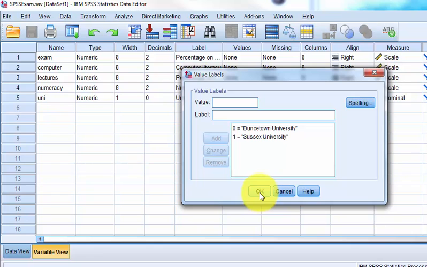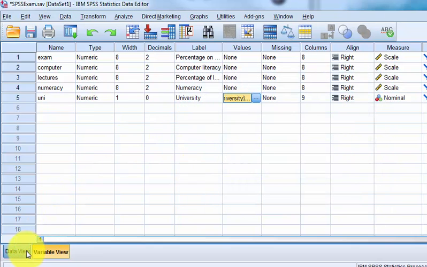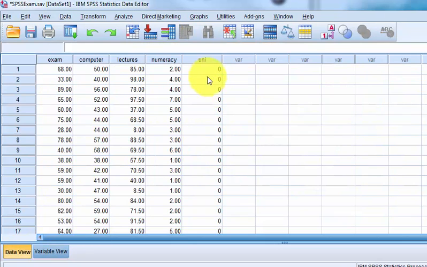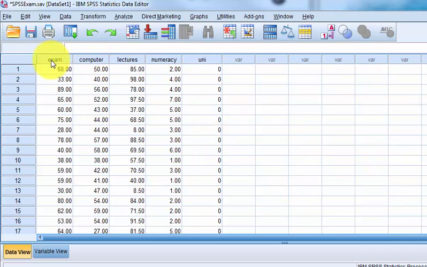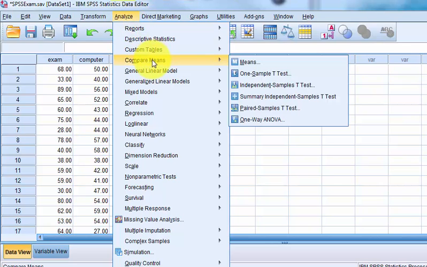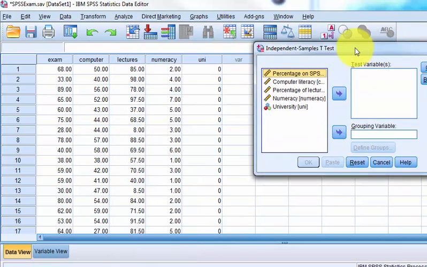You've got to have two separate groups, also called levels. So 0s mean they went to Dunstown, and 1s mean they went to Sussex. So we're going to see if there's a significant difference in exam scores between which college they went to. So we're going to go to Analyze, Compare Means, Independent Samples, also called a two-way t-test.